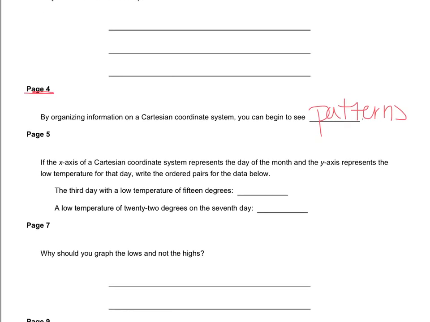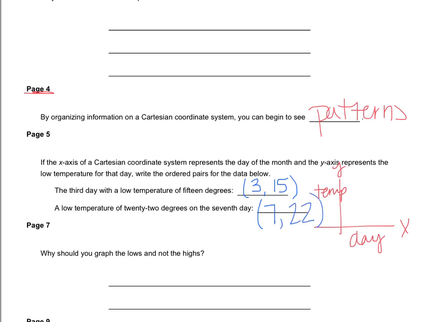If the x-axis represents the day of the month, and the y-axis represents the temperature, write the ordered pairs for the data below. The third day, so day 3, and a temperature of 15 degrees, so 3, 15 would represent that point. A low temperature of 22 degrees on the 7th day would be the ordered pair... remember, our x's were our days, so that'd be day 7, and it was 22 degrees, so our ordered pair would be 7, 22.